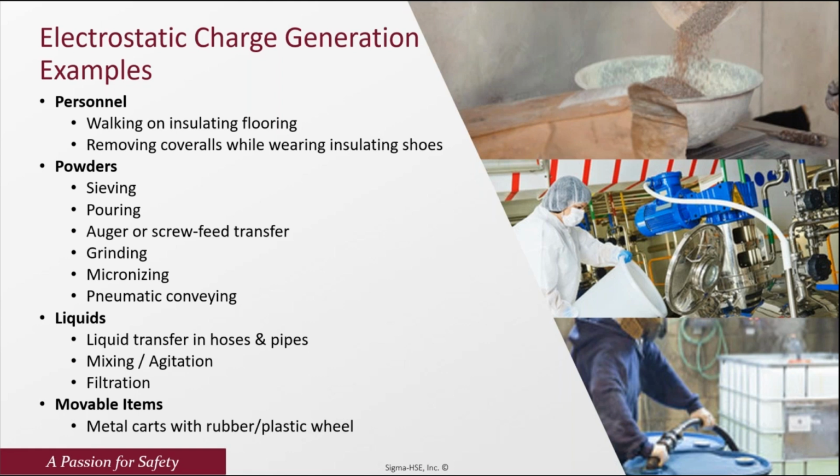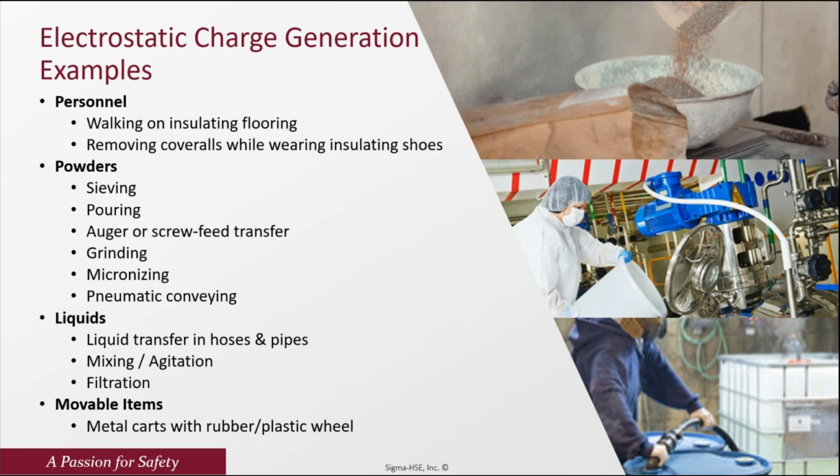For powder, we have sieving operations, and pouring of powder can generate electrostatic discharge. We have auger or screw conveying, during which the material collides with itself and we could generate electrostatic discharge. Grinding operations also create it, and micronizing. Pneumatic conveying is very, very common, because during pneumatic conveying, whether a positive or negative conveying system, the material collides and causes attrition, and this collision and attrition can also generate charges. I also have liquid transfer in a hose or pipe. Mixing or agitation can also create a spark-like discharge, and we also have filtration.